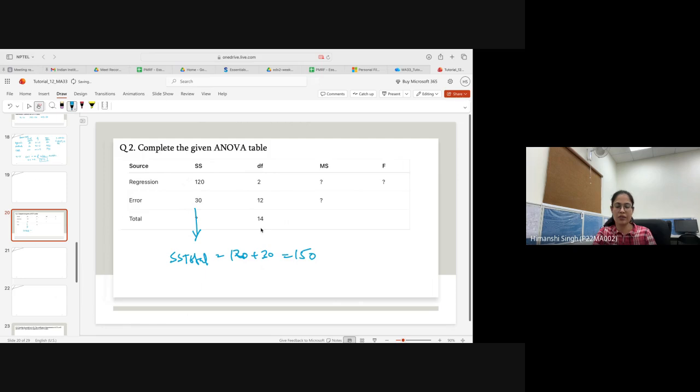Degrees of freedom are given for all of them. If I want to find the mean square for the regression, it will be the ratio, the sum of squares due to regression divided by the degrees of freedom. So this quantity will be 120 divided by 2, so it will be 60. And if I talk about the error term, what will it be? Just answer this at least. The mean square due to the error term, what will this quantity be?